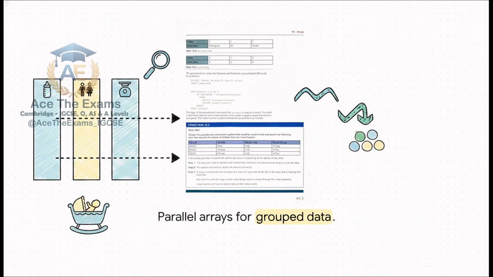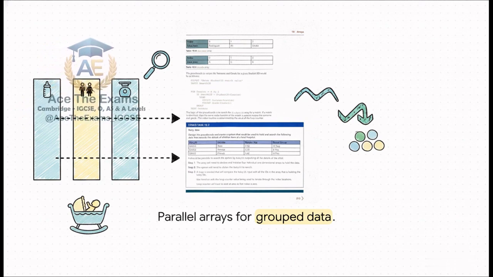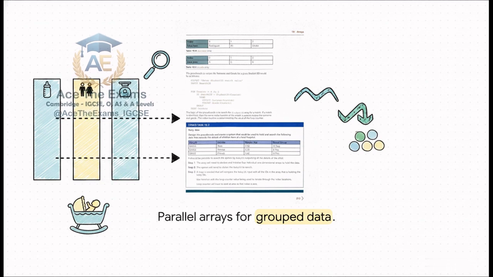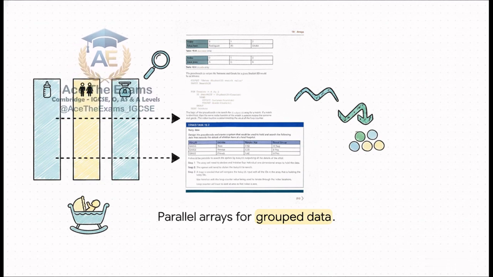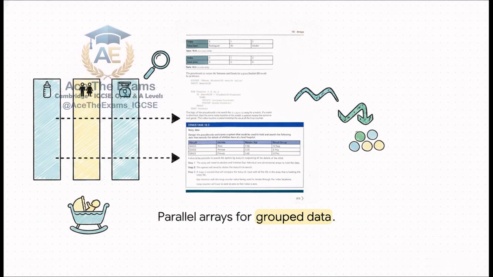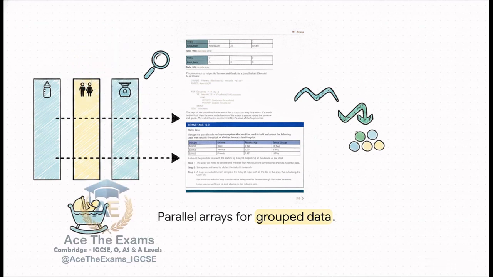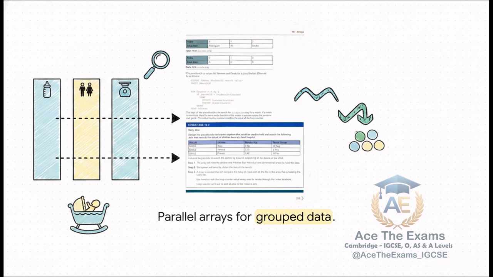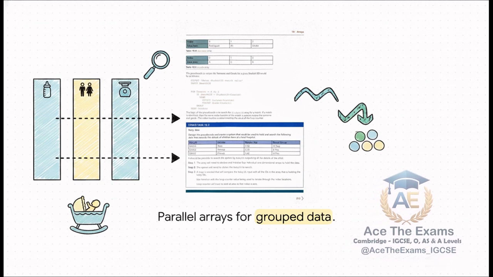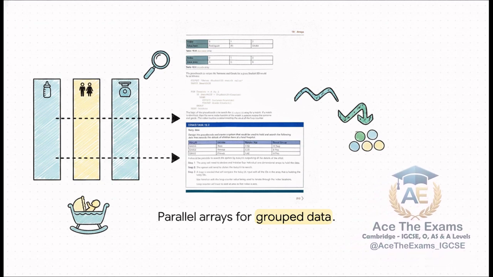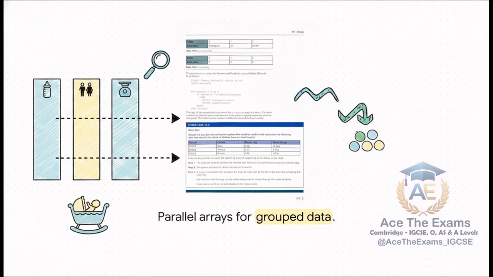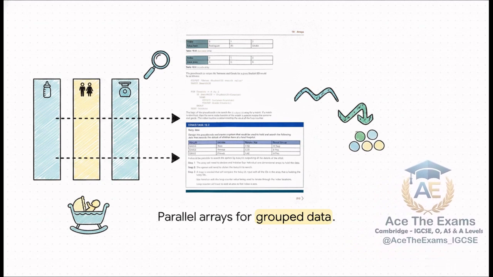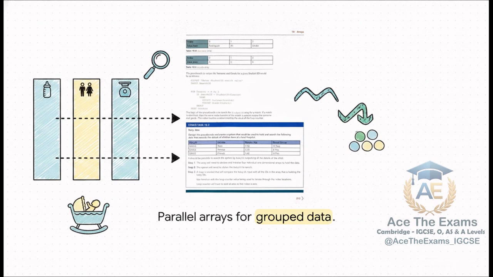We can declare one array specifically for the baby ID, a completely separate array for their gender, another separate array for weight, and a fourth array for blood group. The clever trick here is that the exact same index number across all these different arrays links the data together. So whatever data is sitting at index 0 in the ID array belongs to the exact same baby as the data sitting at index 0 in the weight array and index 0 in the blood group array. The index is the glue that holds the record together across multiple lists.